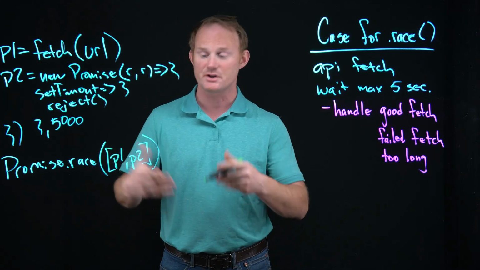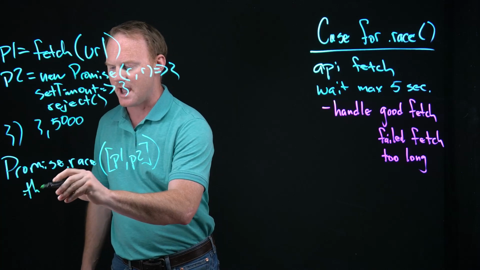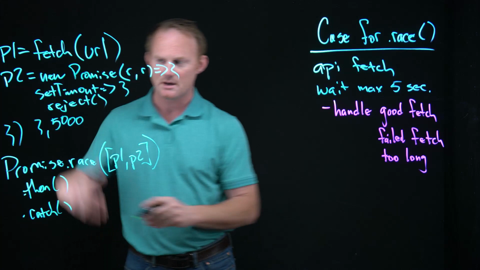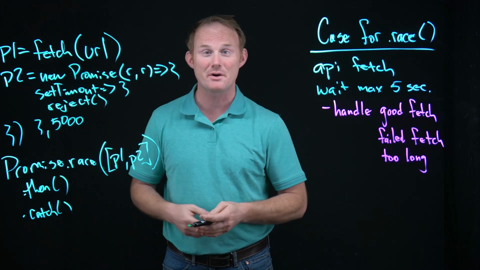Then we can chain off of this. We can do our .then, and that will be our good case, and we will have our .catch. That will be for our other 2 cases. Okay, let's go code it out.